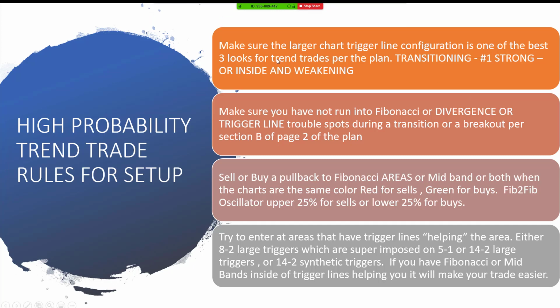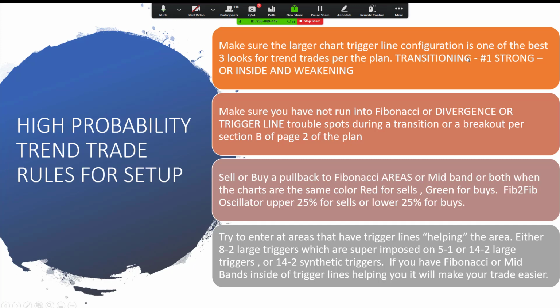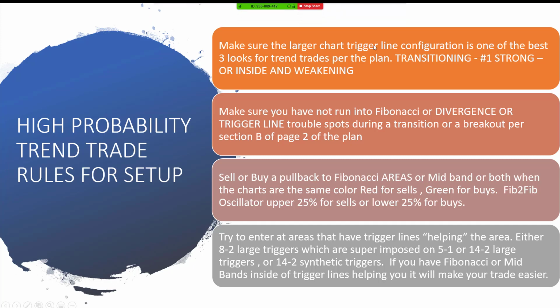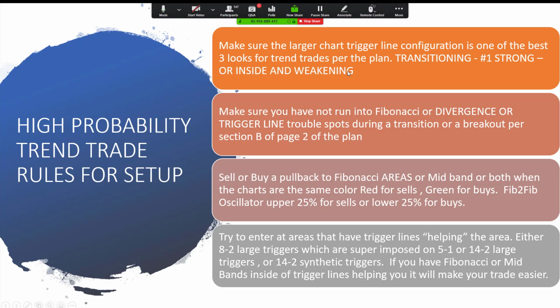So here's what we want. High probability trend trade setups. Watch how simple this is, guys. We want to make sure that the large chart trigger line configuration is in one of the 3 looks we talked about. Transitioning from an area, number 1 strong look, or inside and weakening, but at support or resistance. Number 2, and again, I'll show you the next slide.